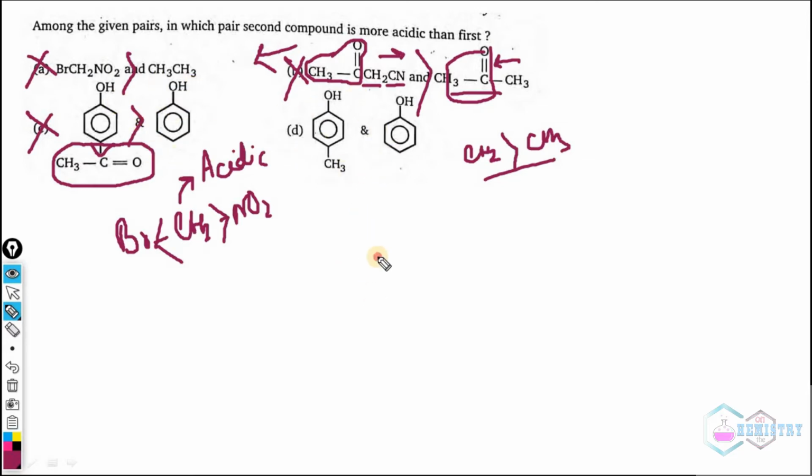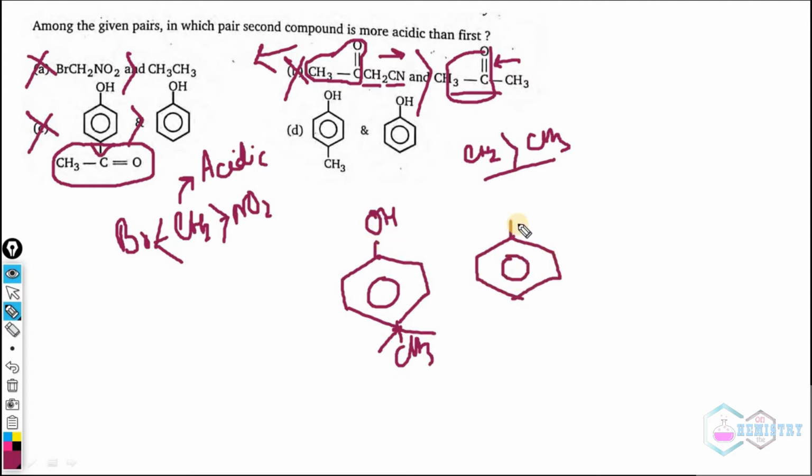But in case of D, if we draw the structure like this, the CH3 group provides electron, but there is no such positive inductive effect or electron donating group present in the other. Actually this group is not present here, so no such positive effect. In this case, this one has an electron donating group, and an electron donating group weakens the acid. So in this case, the second one will be stronger than the first one. So this will be our answer as per our condition.